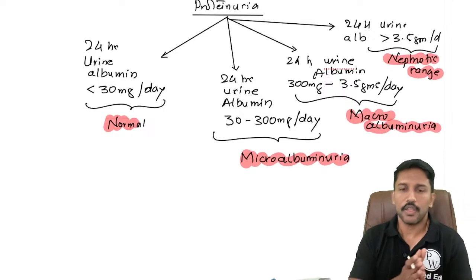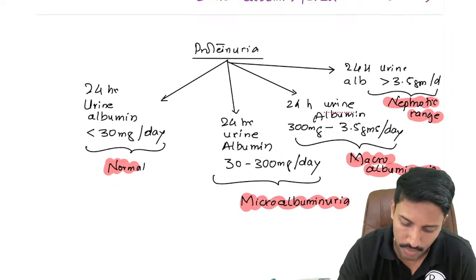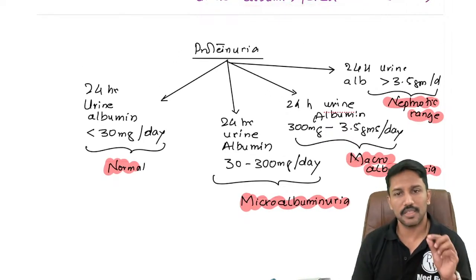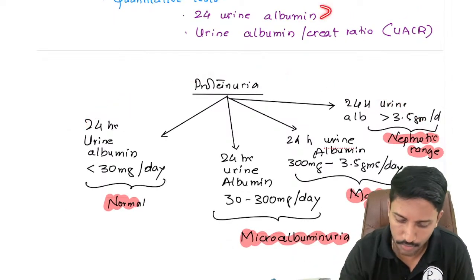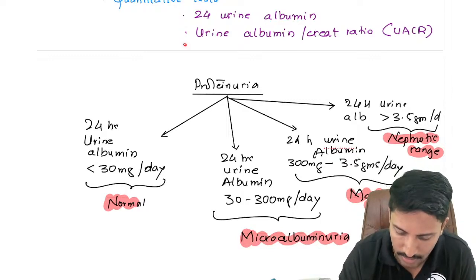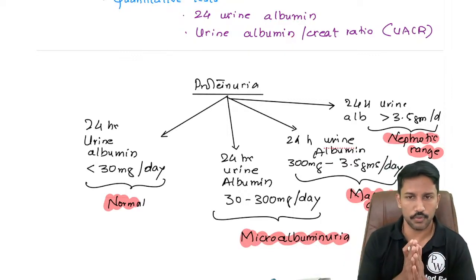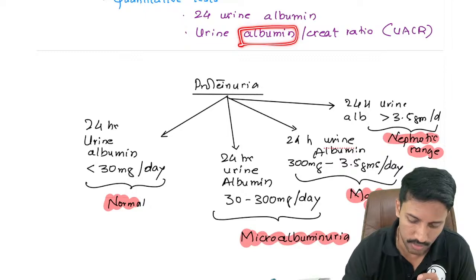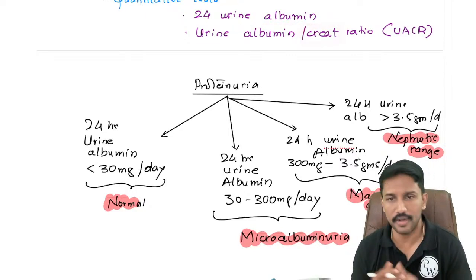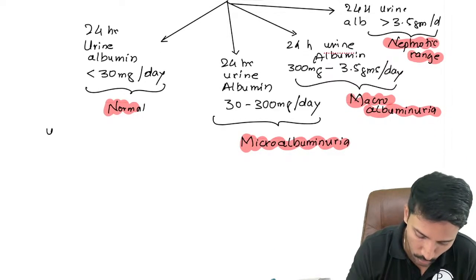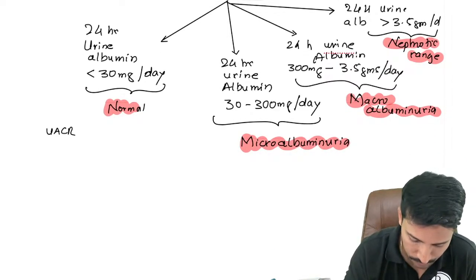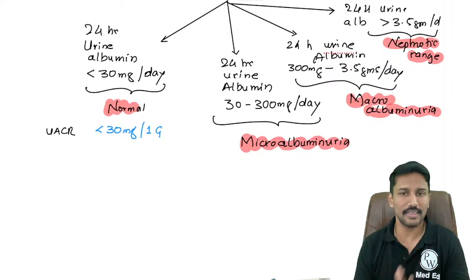And here we can also apply the urine albumin creatinine ratio. Now what is this ratio? We are measuring the amount of albumin in a single sample instead of collecting 24-hour urine. I will estimate the albumin in urine and the creatinine in urine and express that ratio. The normal urine albumin creatinine ratio is less than 30 milligrams of albumin for every gram of creatinine.